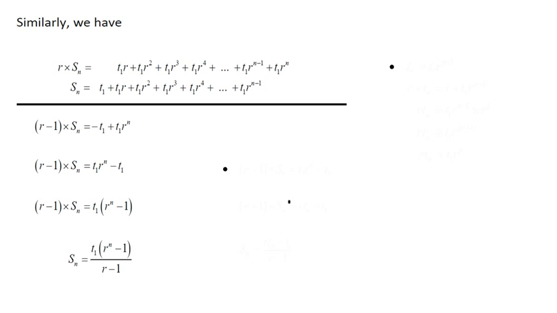T1 gives you r to the n minus 1. And we can divide both sides by r minus 1. And here is the formula for the sum of a series, right? Well, here is a formula, not the formula, because the formula would imply there was but one. This is a formula for the sum of a series. But is there another one?